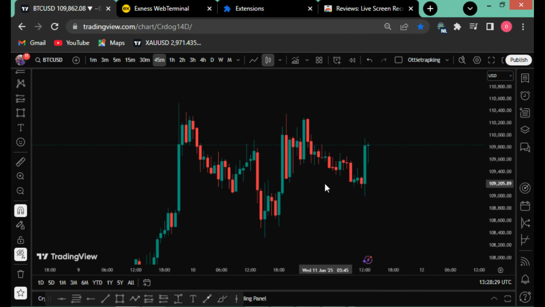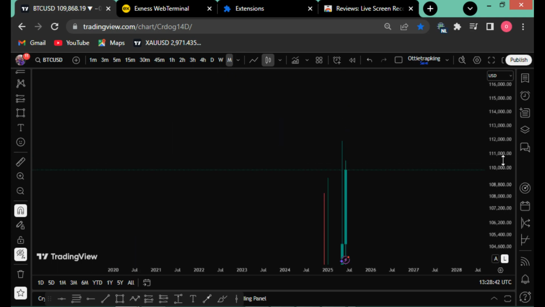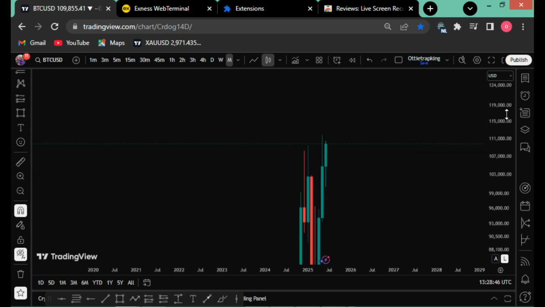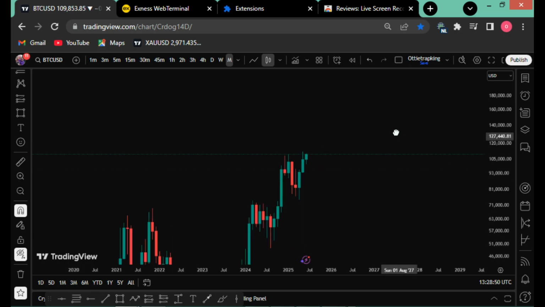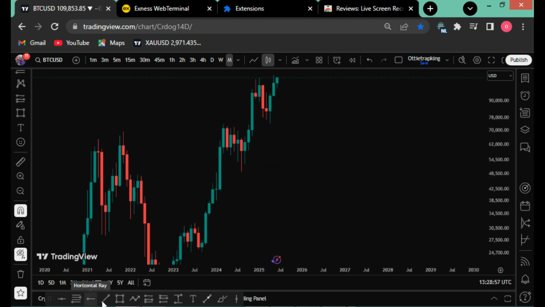Okay, so today we are going to look at this chart over here. It's BTC USD, and as we can see from the higher time frame, the market is really bullish. You can see the market is very bullish because the market managed to close above this price over here, above that price over there.